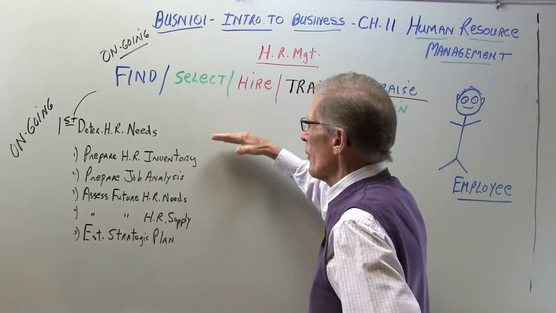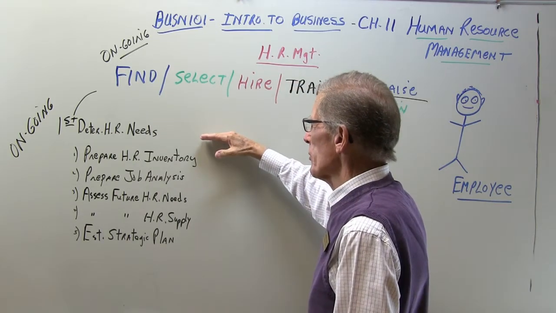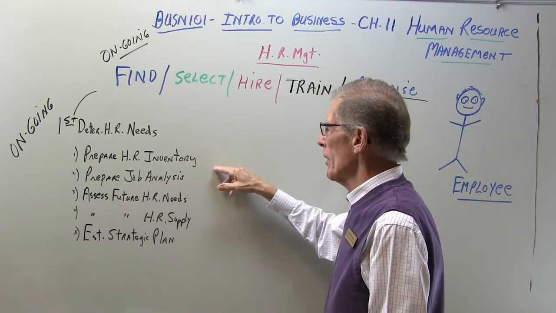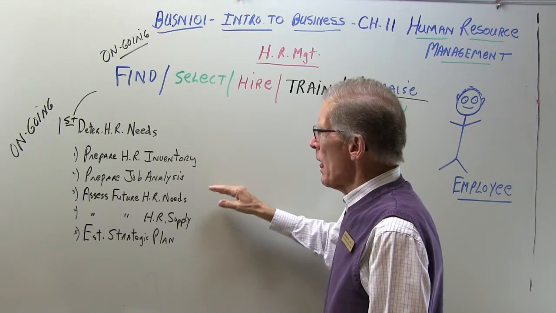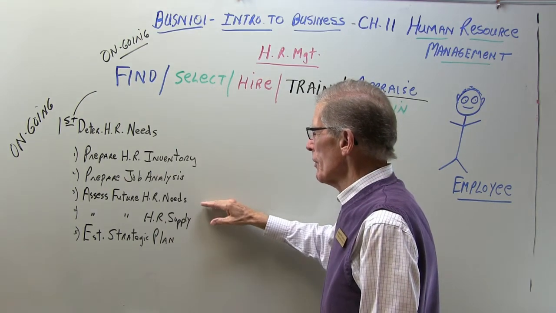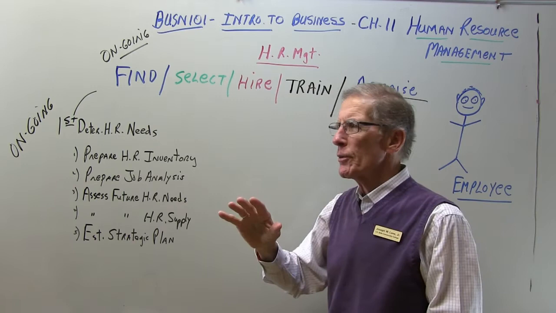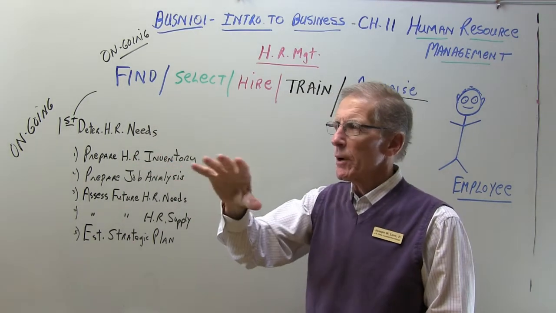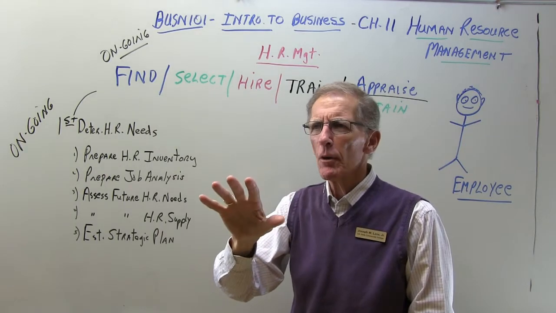Okay, so the first thing you have to do in determining your human resource needs is prepare a human resource inventory. Prepare a job analysis. I'm going to come back to that. Assess future HR needs. What are your future needs by department, by area? How much am I going to need in this area? Hey, maybe we're going to expand. We're going to move out into a different area.